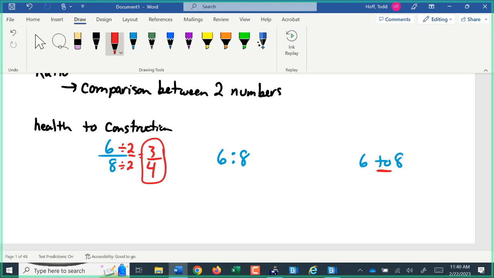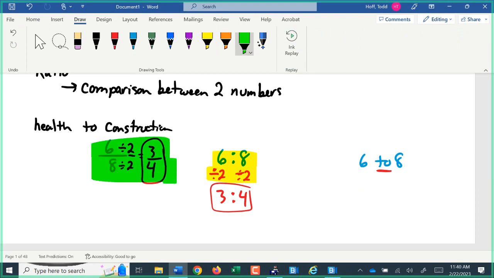Now again, we were used to doing that with fractions, but we can still do it with our other forms of a ratio. In this form here, 6 and 8 both divide by 2. 6 divided by 2 is 3, 8 divided by 2 is 4, and so it still reduces to a 3:4 ratio. It's just we're not used to this process. We've done this one here with other fractions, so we're used to seeing that process.